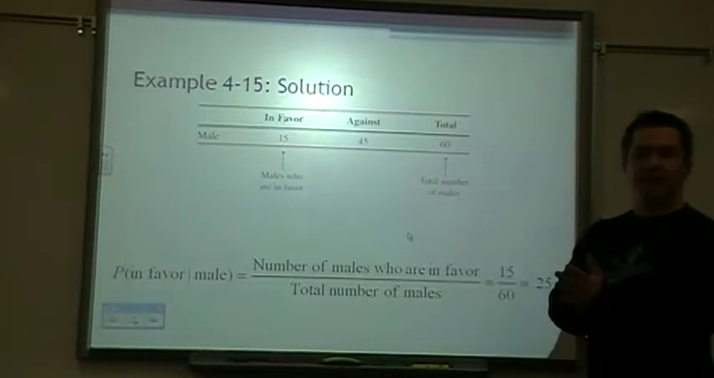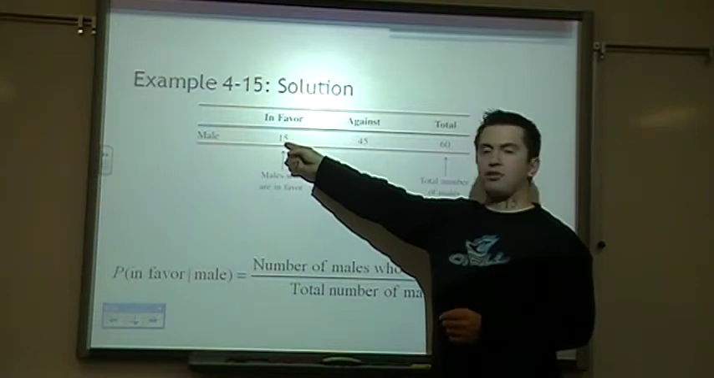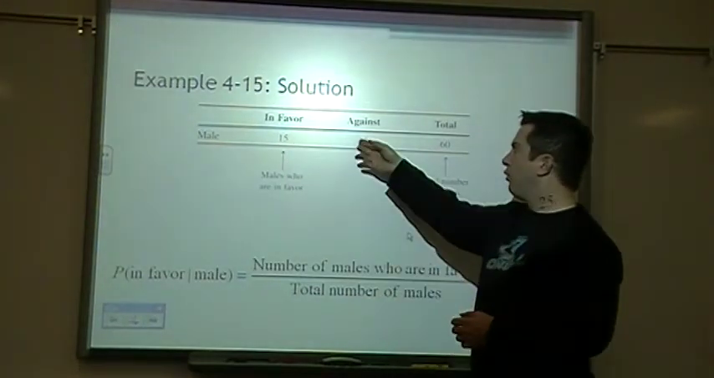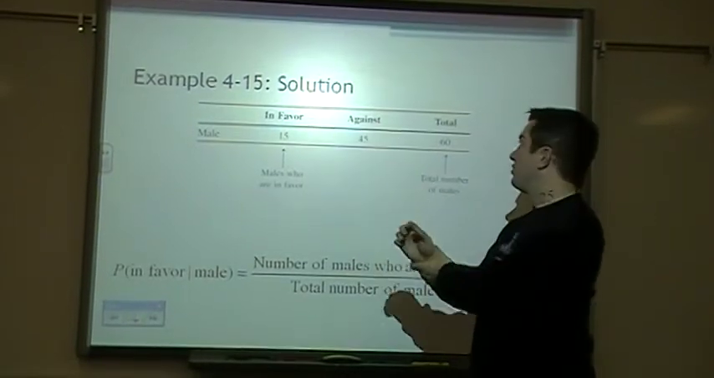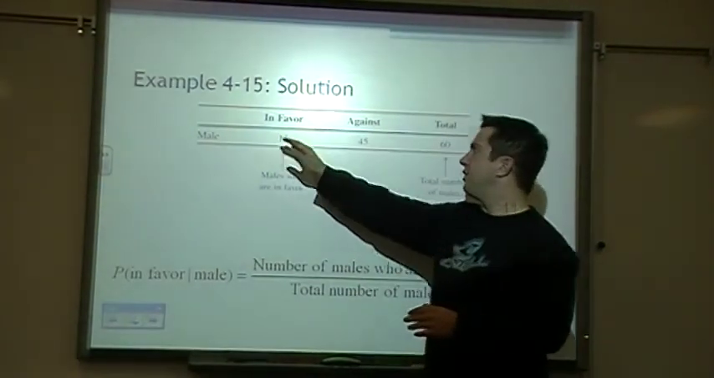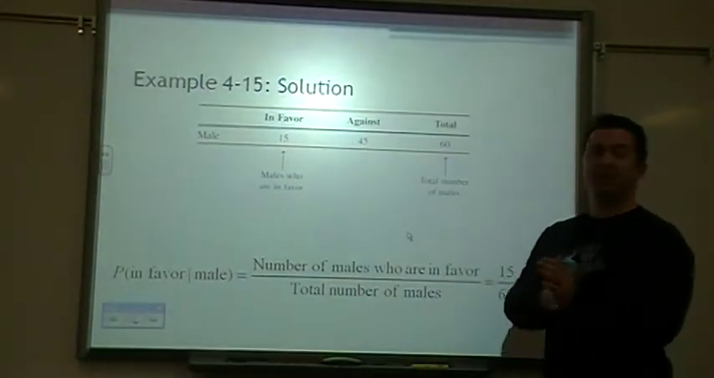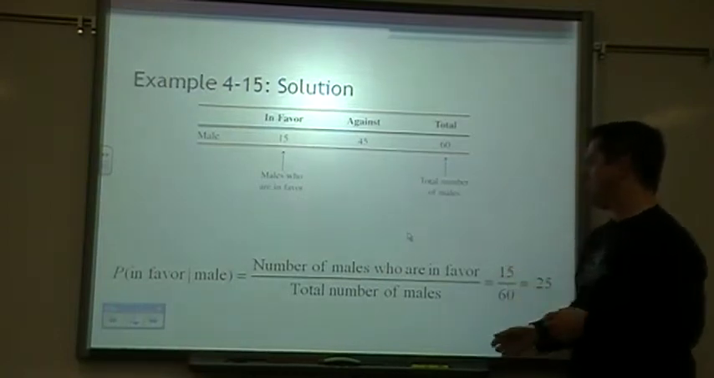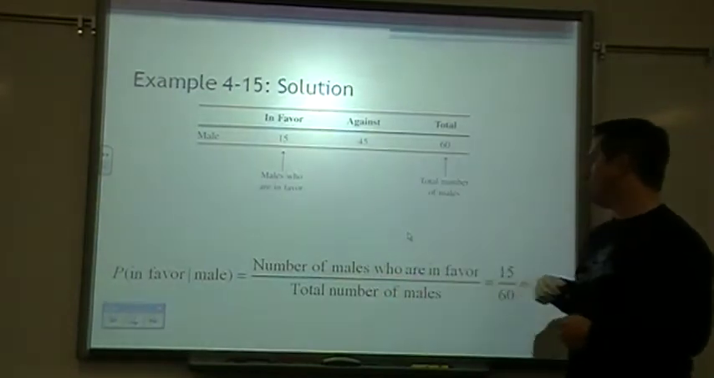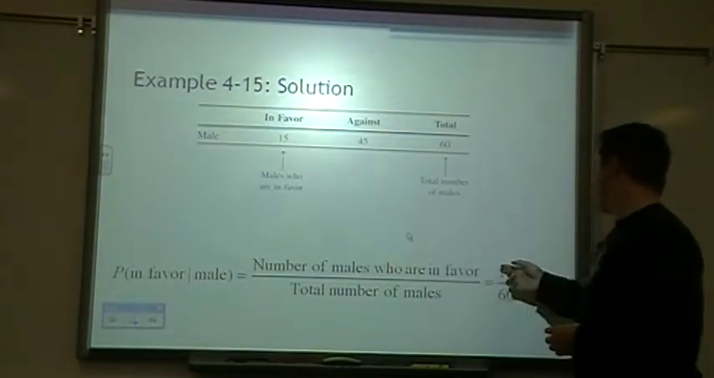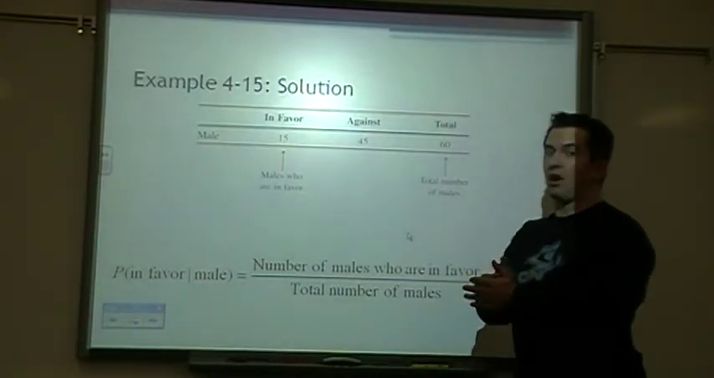So we go back to the table here, and 15 people that were males were in favor of this. 45 people that were males were against this. What we want to figure out is the probability of in favor given they're male. So first, we have to add up all our males. We add it up and we get 60 total males. So down here, the total number of males is 60. Then we look at the number of males who are in favor. We go here, it's 15. So 15 divided by 60, or 25% of people that are males are in favor of this.